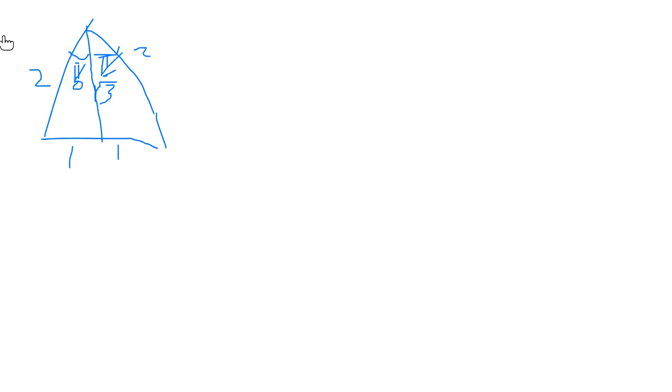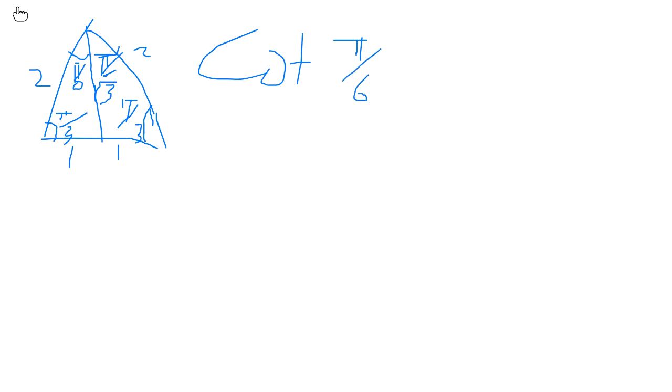Here will be pi over 3, 60 degrees. And here will be pi over 3. And here will be pi over 3. So we were finding cot. We saw that our reference angle was cot pi over 6. So we know that cot will be the same as 1 over tan pi over 6.